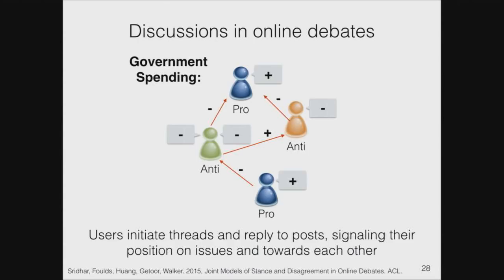So if we zoom into a specific thread, you might get this sort of structure where there's a topic, and one user will initiate a discussion, and other users will reply. So we have two people who reply to the person who's initiated this thread, and they're both against the initial user. And then the initial user might write back at the end of it all. And so the text actually gives us two signals. One, it tells us about how people feel about the topic, but it also tells us how people feel about one another. So it gives us some indication of agreement or disagreement, and basically the polarity of the interactions that people have.